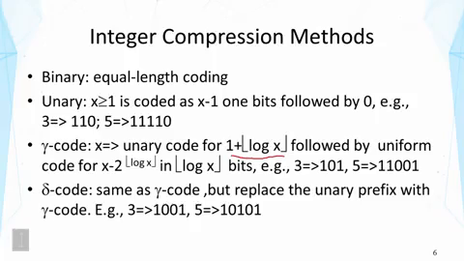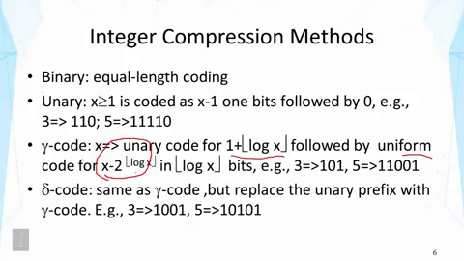So we'll first have the unary code for coding this 1 plus floor of log of x. And this will be followed by a uniform code or binary code. Uniform code and binary code are the same. And we're going to use this code to code the remaining part of the value of x. And this is basically precisely x minus 2 to the floor of log of x.